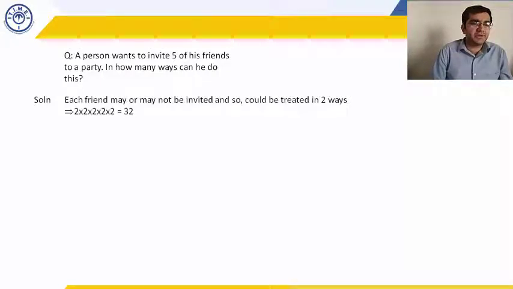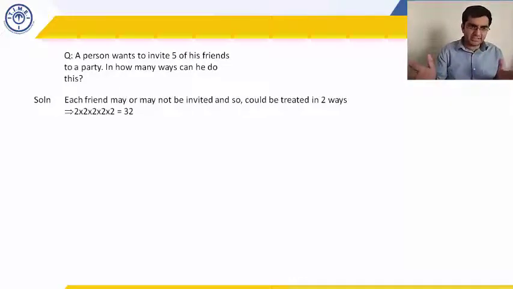Now, let me look at it in a different way. You have 5 different friends. So he could have invited none of his friends. So he will invite them in 5C0 ways. If he wants to invite none of them, then you select 0 out of 5. If he wants to invite only one of his friends, then he can do this in 5C1 ways. If he wants to invite 2 of his friends, then he will do this in 5C2 ways. He will select those 2 friends that he wants to invite.